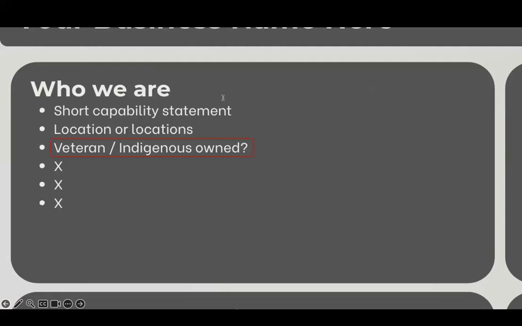Now, what is important in here though, is if you are not a veteran or Indigenous owned business, but you do have programs or initiatives that are supporting veteran employment, supporting Indigenous or community and social outcomes, put that in there. Those are huge, huge benefits that start to look at community and social outcomes. So make sure you're putting that in there.